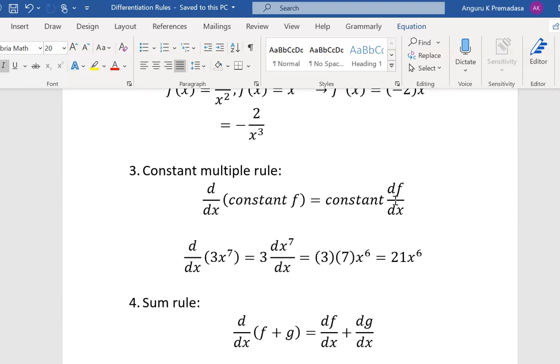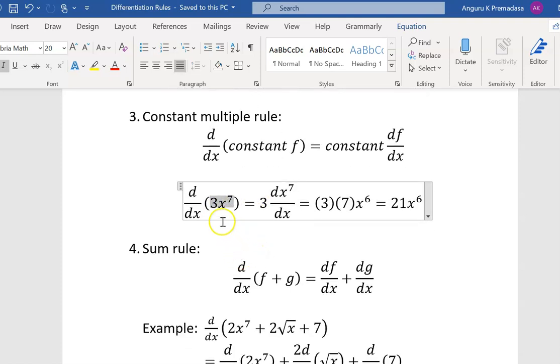Now the next rule I'm going to do is this. If you just have a constant, the derivative is 0. But what if a power has a constant multiple? So you have a power and also a constant. Whenever a constant is attached to a function, the nice thing is that if the constant is alone, then it's 0. If it's attached to a function, you can just take the constant outside the derivative.